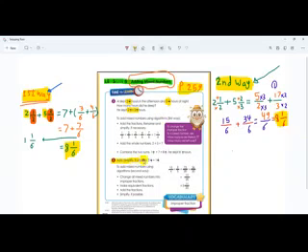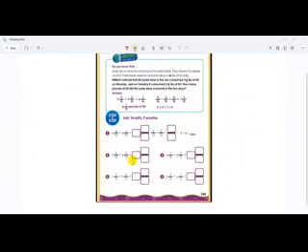Example number 2, you can do it by yourself. You can add, simplify if it's possible. At the end you can make it a mixed number. Okay, let's go to the next part in our lesson. Now we turn to page 260 to solve exercises on this page.